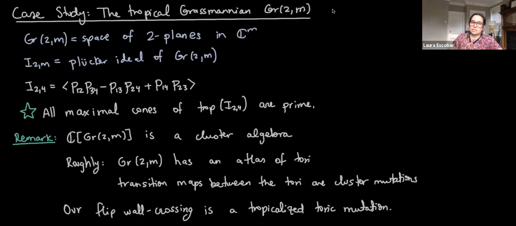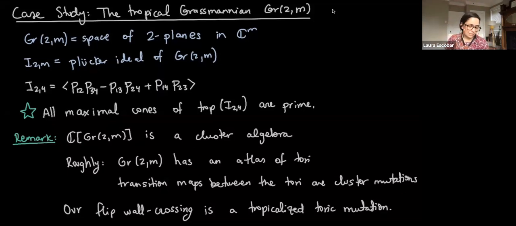But just a remark to connect it with other areas of mathematics. I'm not giving too much information here, but the coordinate ring of the Grassmannian is a cluster algebra. If you don't think about cluster varieties or cluster algebras, roughly the way you should think about this is that the Grassmannian has an atlas of tori, and a cluster variety is like an atlas of tori that you glue using what people call a cluster mutation. So the transition maps between the different tori in your atlas are given by cluster mutations.